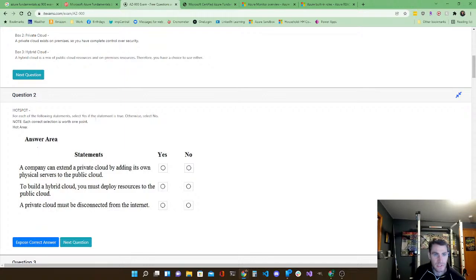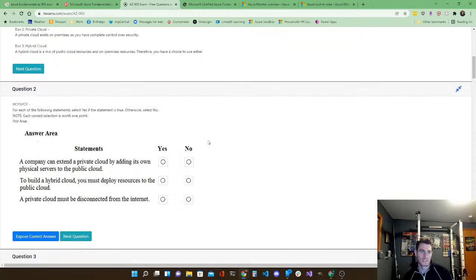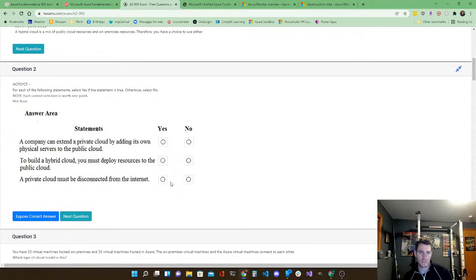Which of the following statements, select yes if the statement is true, otherwise select no. Company can extend a private cloud by adding its own physical servers to the public cloud. There's probably some services out there where you could, but generally not. So I'm going to say no. Okay. Can't actually interact with this thing at all, but I'm going to say no for that first one.